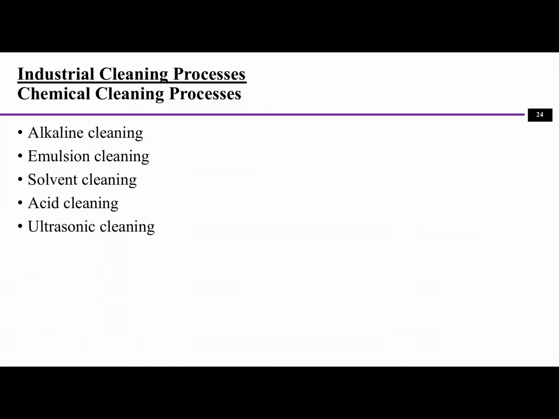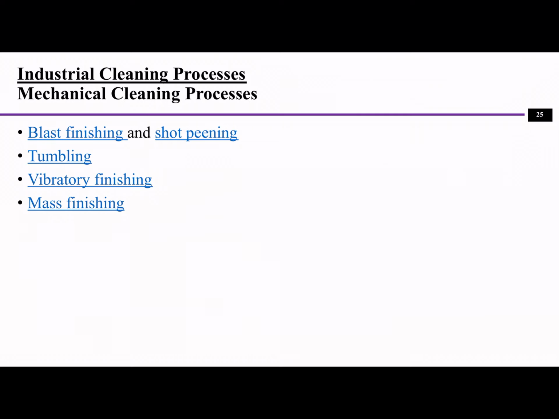Some of the chemical cleaning processes include alkaline cleaning, emulsion cleaning, solvent cleaning, acid cleaning, and also ultrasonic cleaning. And for the mechanical cleaning processes, we have blast finishing, sharpening, tumbling, vibratory finishing, and also mass finishing. These are some of the videos we'll quickly go through to give you an overview of all these methods.